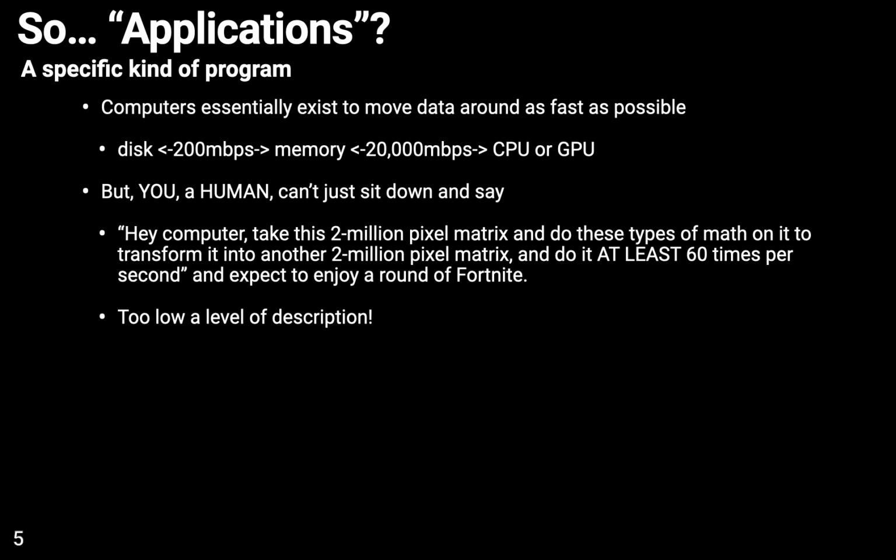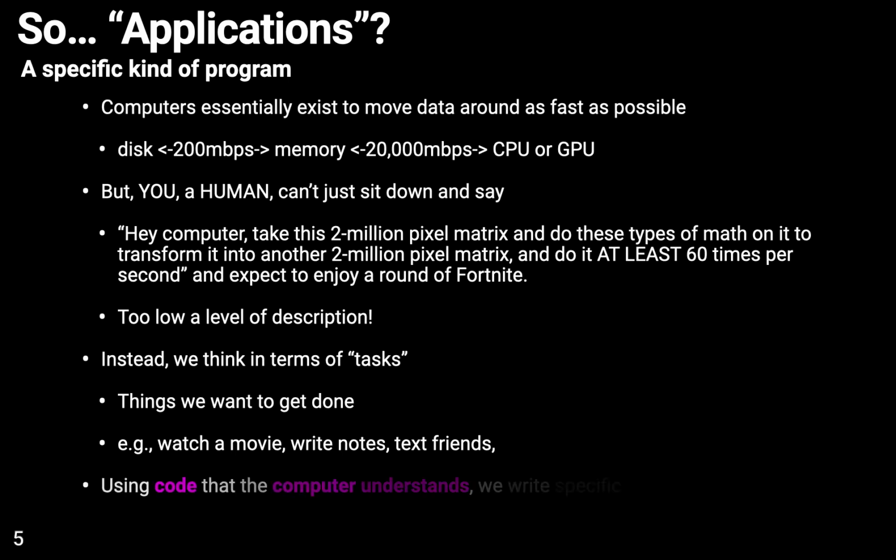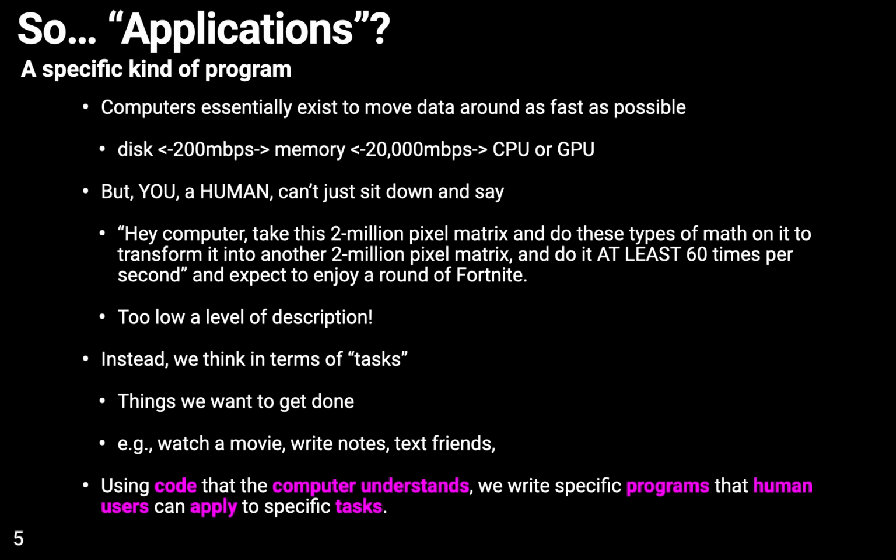Instead, we think in terms of what tasks this computer can help me achieve, right? The things we want to get done. And that's kind of anything, right? It's not just, oh, I want to compute the math behind my accounting. It's like watch a movie, write notes, text friends, right? We use computers for everything these days. So what's an app, an application? It's using code that the computer understands. We write specific programs that human users can apply to specific tasks.